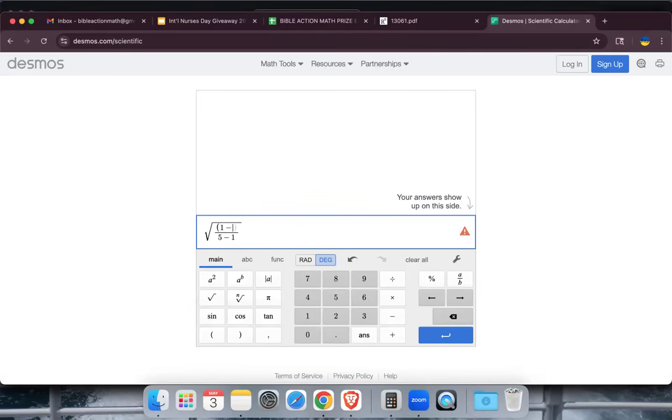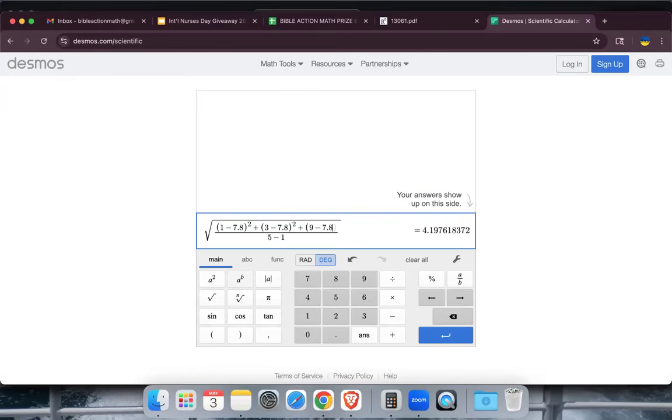1 minus 7.8 squared plus 3 minus 7.8 squared plus 9 minus 7.8 squared plus 11 minus 7.8 squared plus 15 minus 7.8 squared. 5.8.